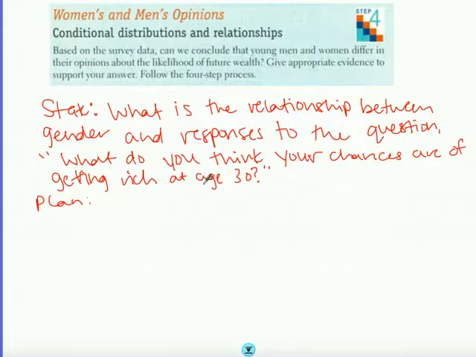So then you have to state your plan. And so for your plan, it's kind of by looking at the information that we have, we might suspect that gender might influence a young adult's opinion about the chance of getting rich. So you might compare the conditional distributions of responses for men alone and then for women alone.